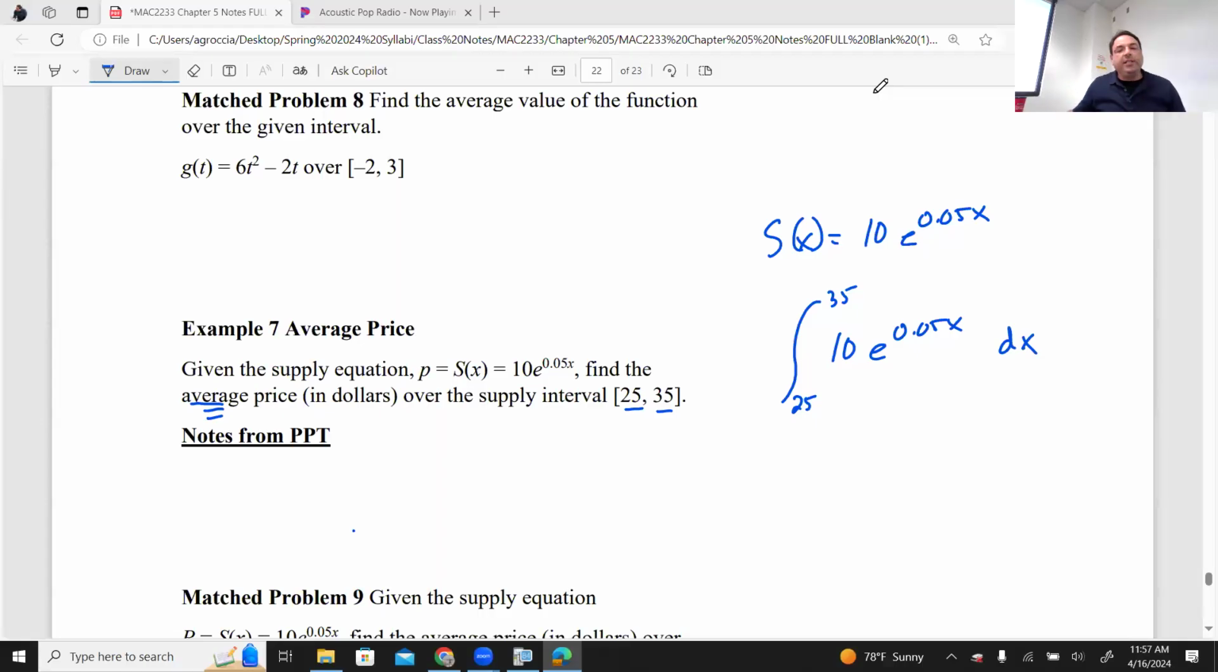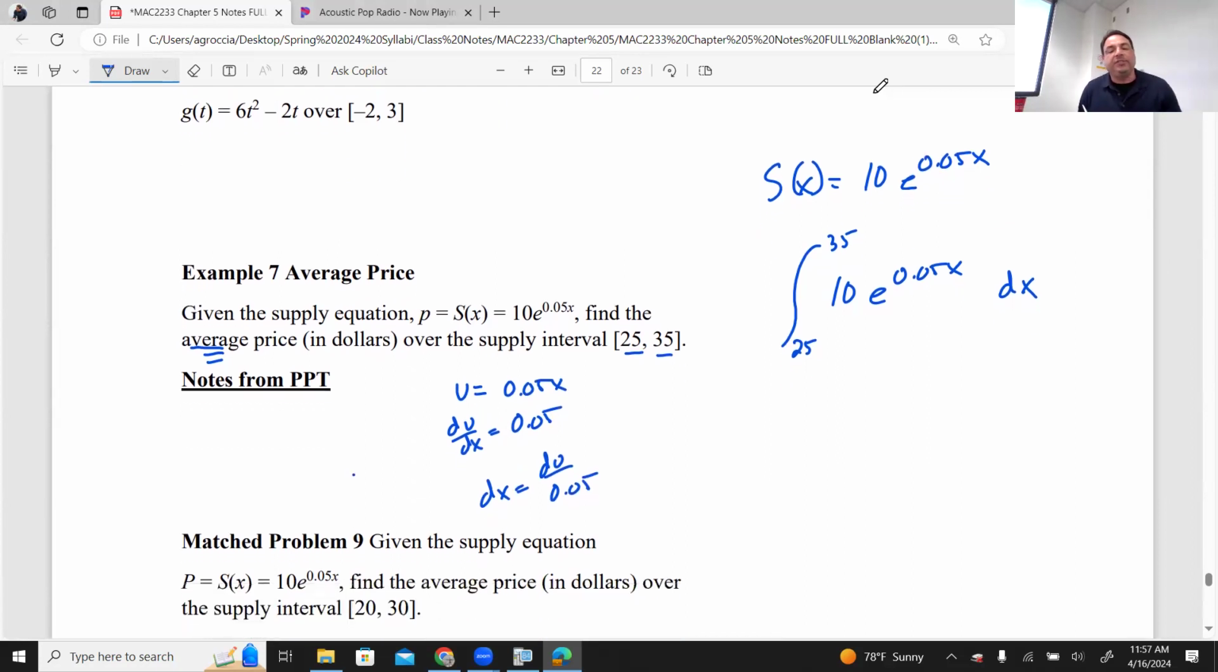So this one ends up being a little more complicated because I don't know how to do e to the 0.05x. So if I decide that u is 0.05x, and we take the derivative of u with respect to x, we get 0.05. Because we've done several of these, we know that you always get dx equals du over 0.05. Now, it's all about the details, so be very, very careful. So we'll worry about the numbers later. This is the integral of 10 e to the u du over 0.05.